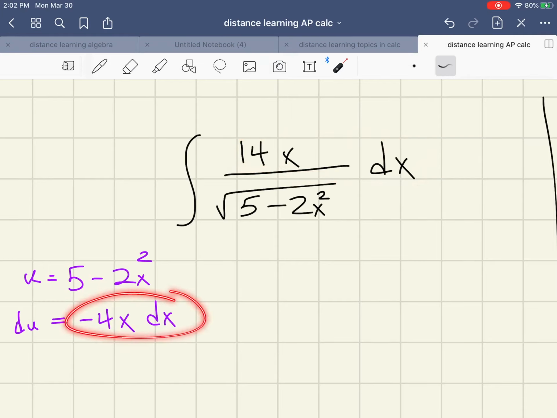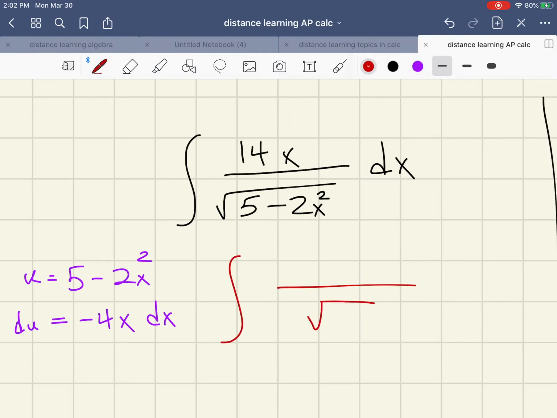Okay, this stuff using this. There's not a direct match, right? So let's slowly work on rewriting the integral here in terms of u and du. So 14x, not what I want. So I'm going to take the 14 away. Just give it some space. And I'm going to add in there, what do I need? I need a negative 4. So I'm going to add a negative 4.